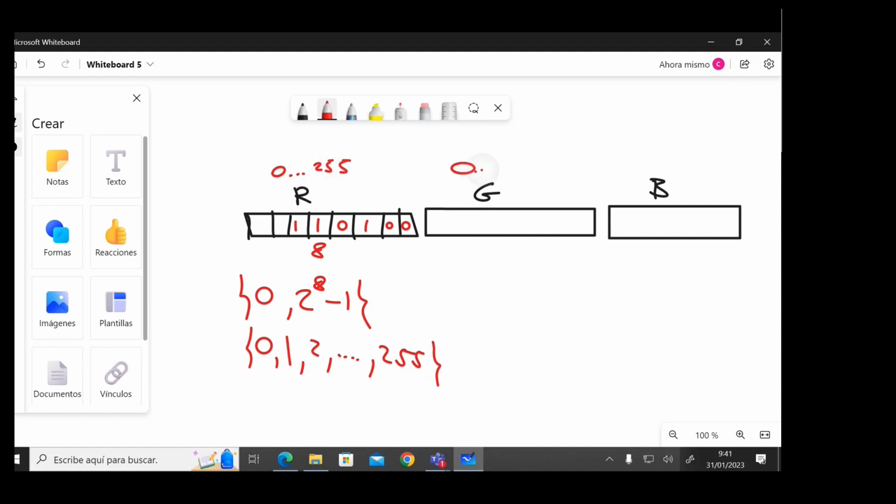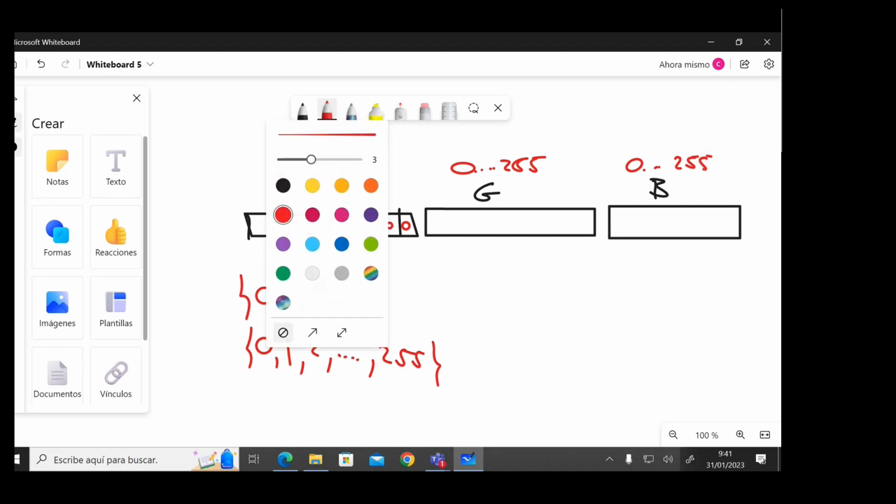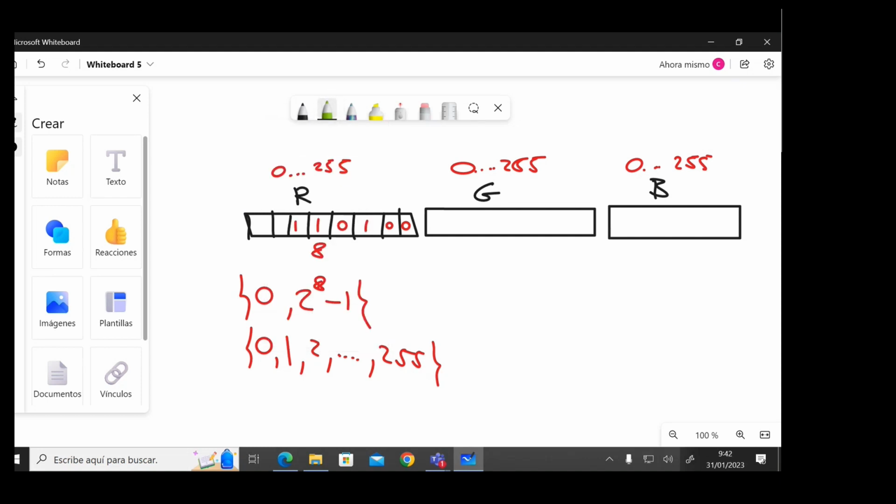And this one goes from 0 to 255, and this one too. And these are called channels. So a color image is nothing more than an image that has some channels, and within those channels we have values.